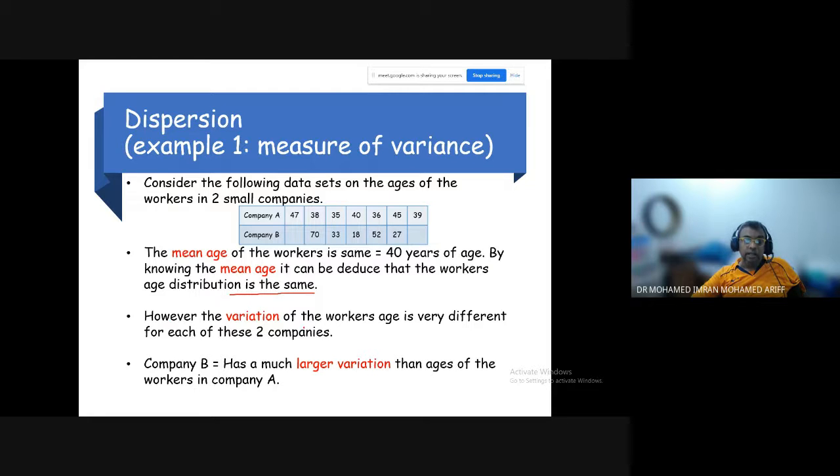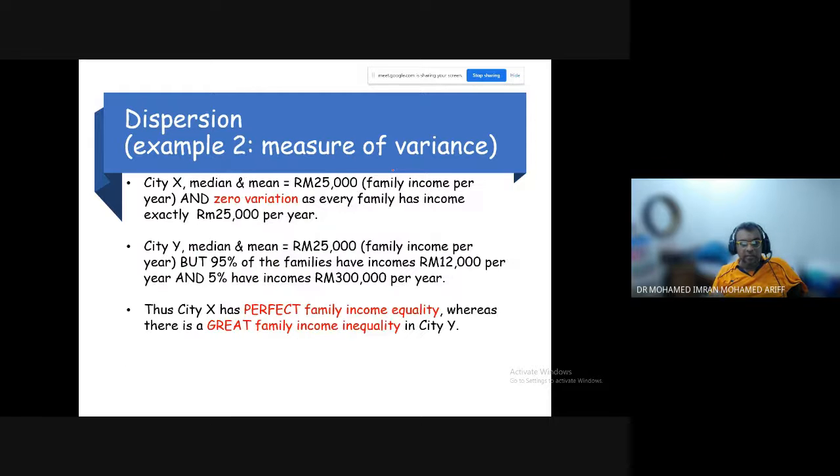However, the variation of workers' age is very different between the two companies. Company B has larger variance than A. The larger variance, that means company B has larger, because we see the old ones get very old and the young ones are very young. So the variance is so big. Okay, so big, as compared, but both of these have the same mean. Okay, the mean is the same.